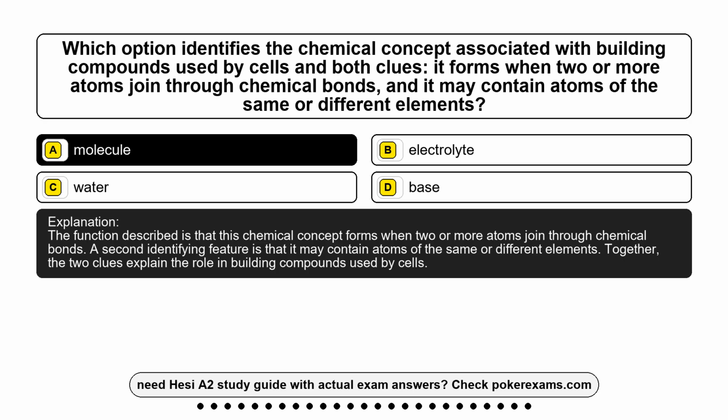The function described is that this chemical concept forms when two or more atoms join through chemical bonds. A second identifying feature is that it may contain atoms of the same or different elements. Together, the two clues explain the role in building compounds used by cells.